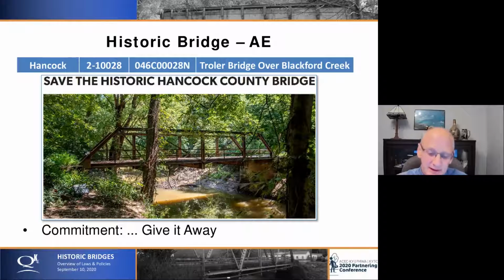We ended up picking a nearby city. They're going to incorporate it into their trail system. It's still a loss of the historic structure, so it's still an adverse effect, but it's part of our planning to minimize the harm and preserve our resources. We're able to repurpose this bridge in the next county over.